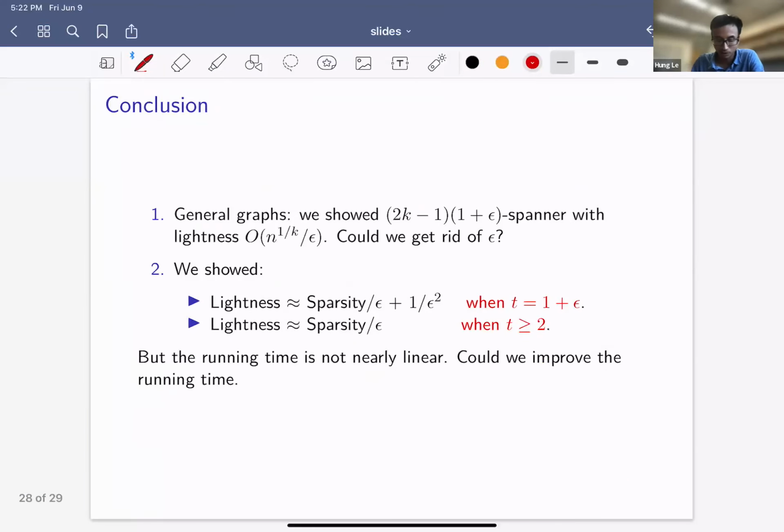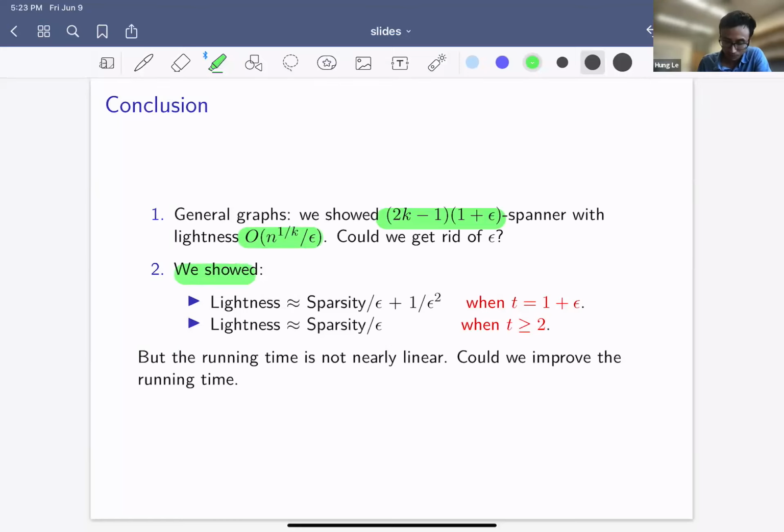Okay, so I have 2 open questions. In general graphs, we show that you can get a (2k-1)(1+epsilon) spanner with lightness of order n^(1/k) over epsilon. So the first question is, could we get rid of the epsilon here? Meaning, could we show that there exists a (2k-1) spanner with lightness of order n^(1/k)? I personally believe that epsilon should not be there.